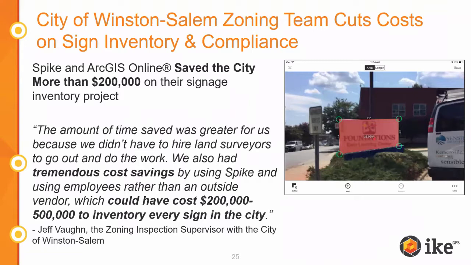And after a year grace period, they then had to go out and inventory all of those signs. Now, they didn't have land surveyors to do this work, and they couldn't hire out. As a matter of fact, they put out an RFP, and the cost to have a third-party vendor go out and do this inventory was between $200,000 and $500,000 to inventory the signs in the city. Instead, what they did was they took 4 personnel, 4 Spikes, went out.